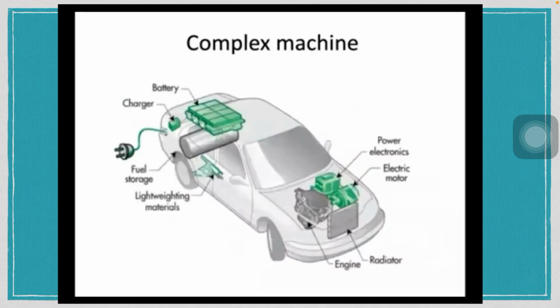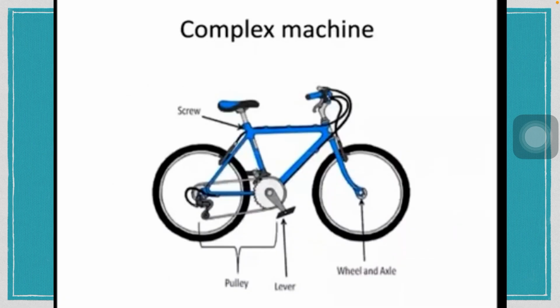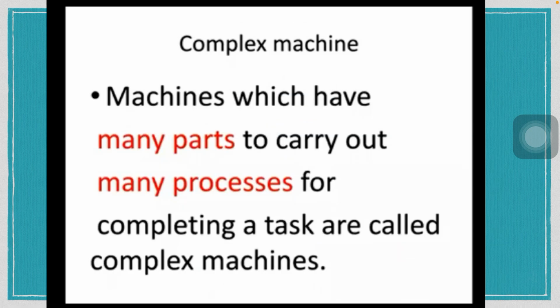As you can see, this car is also a complex machine because many parts are joined to complete one task. This is also a complex machine because it has screw, pulley, lever, wheel and axle. So students, as I told you, machines with many parts to carry out many processes for completing a task are called complex machines.